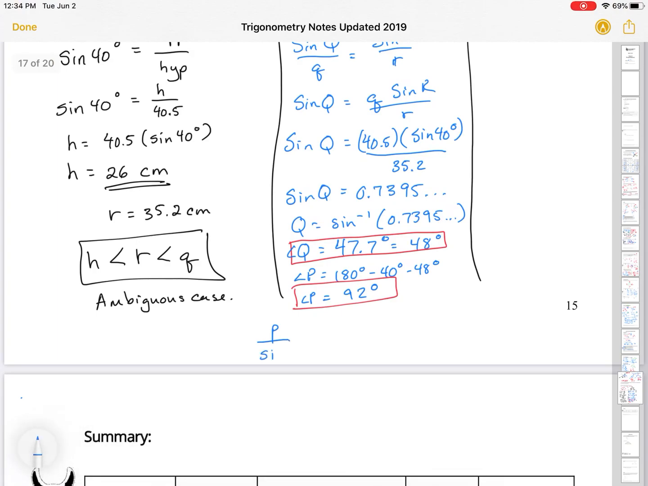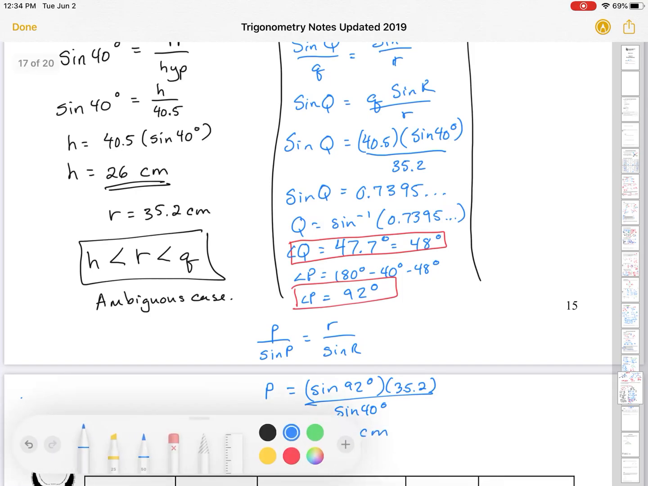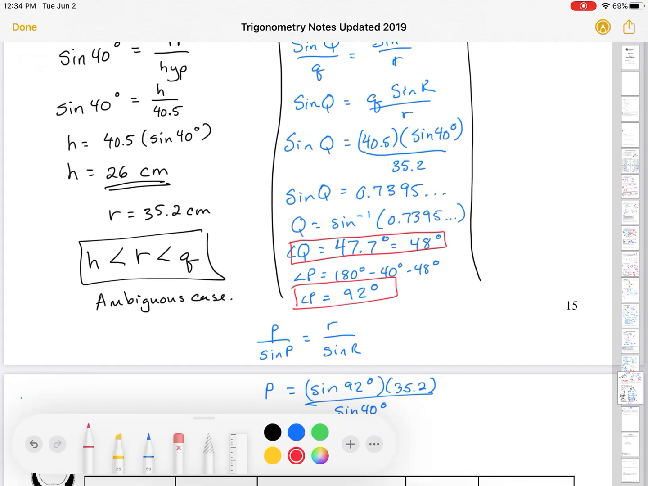So to find P, p over sine of P is equal to r over sine of R. So p is equal to sine of 92 degrees times 35.2 all over sine of 40. So p is equal to, when I calculate that, I get 54.7 centimeters.